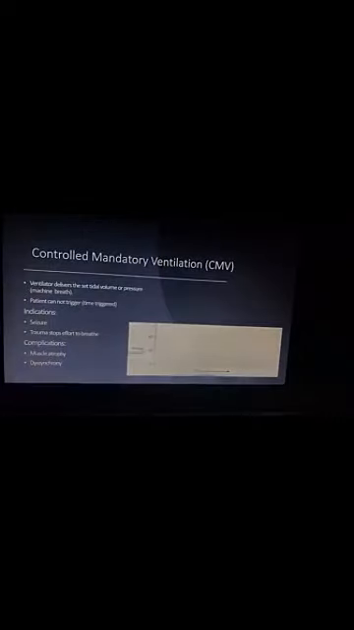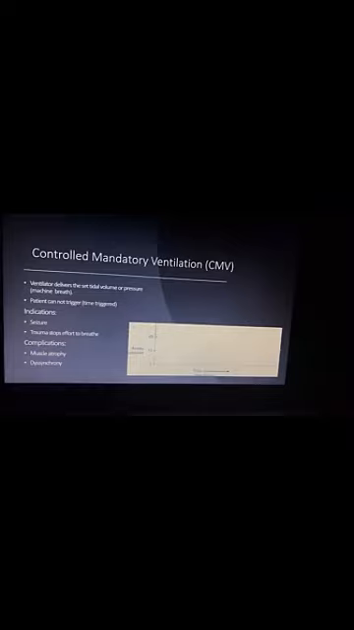Controlled mandatory ventilation. The ventilator delivers the tidal volume or pressure. The patient cannot trigger. Indication: seizures, trauma that stops effort to breathe. Complications: muscle atrophy, dyssynchrony.